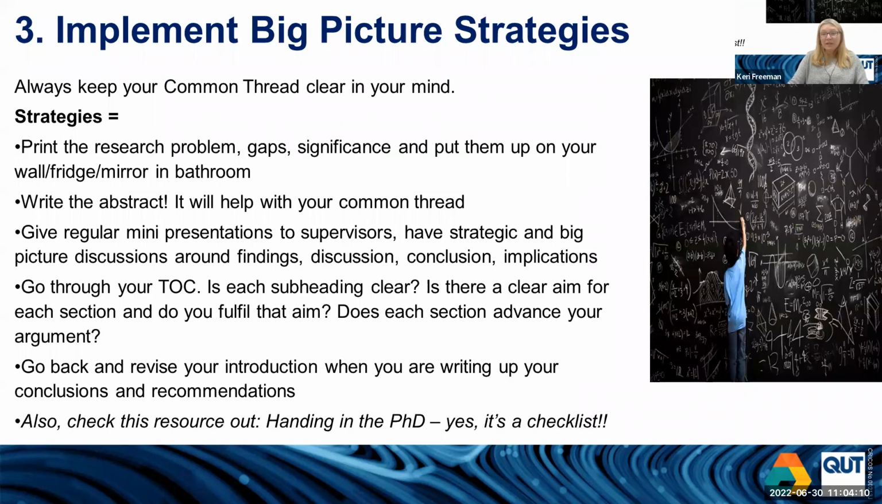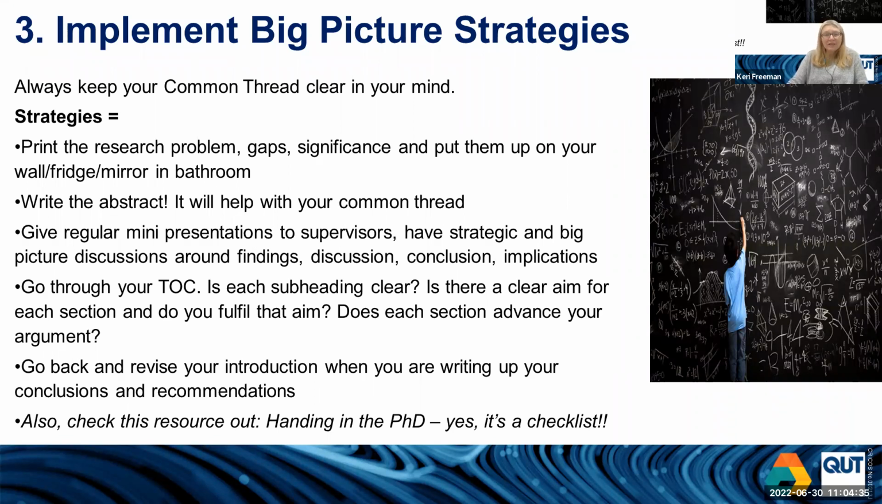Right, next thing, big picture strategies. This is looking at the coherence, looking at that connected whole. Keep that common thread clear in your mind. Write on one page all about your gaps, your significance, and put them up somewhere to keep you on track. On your bathroom mirror, maybe, on your fridge. Write your abstract is another really good strategy. It will help you as well.